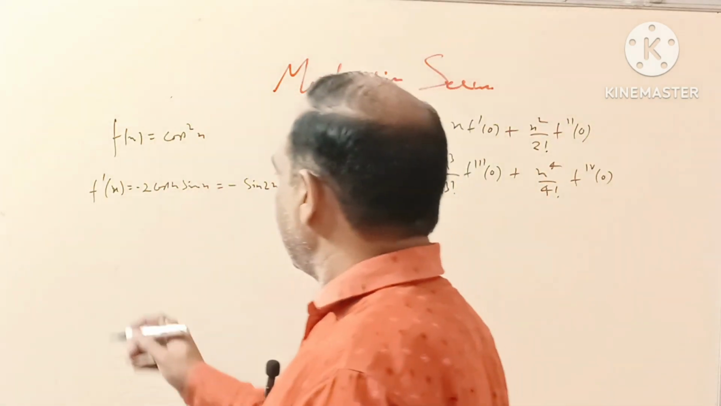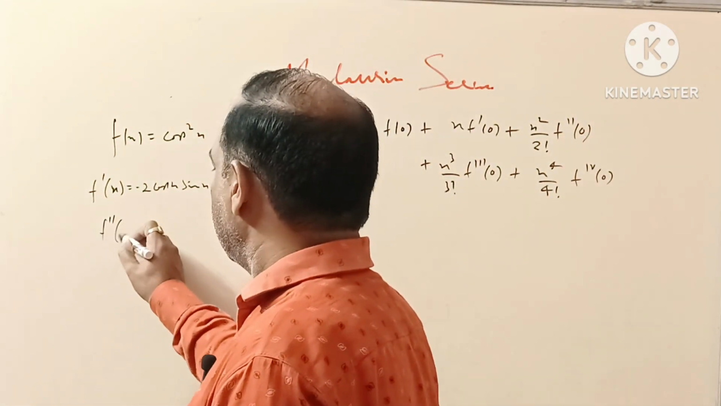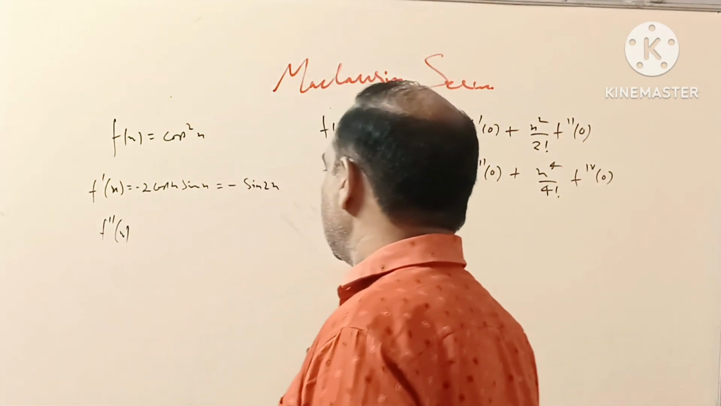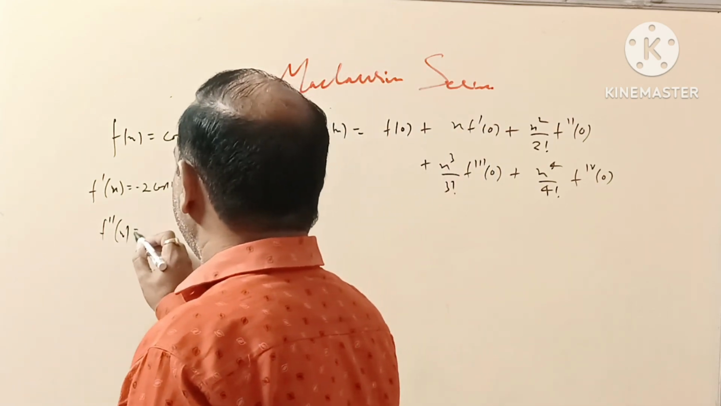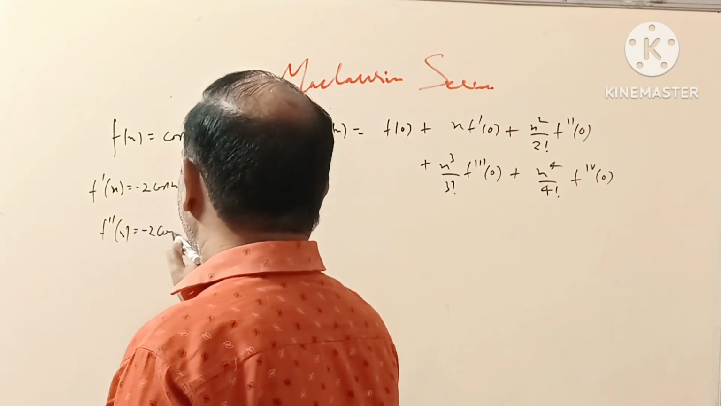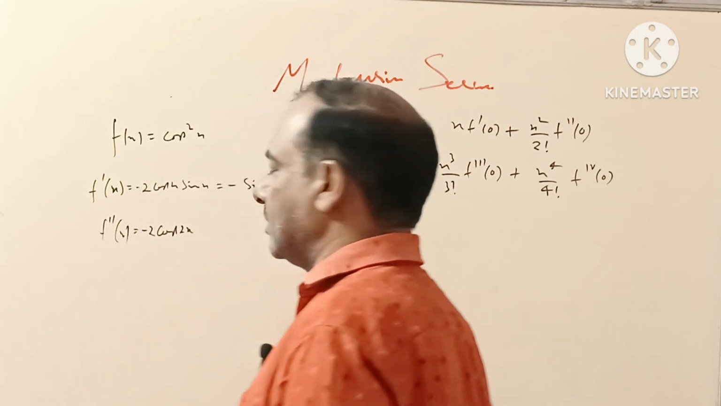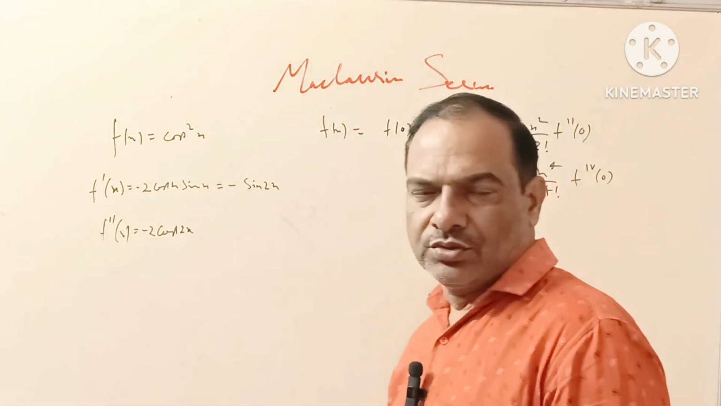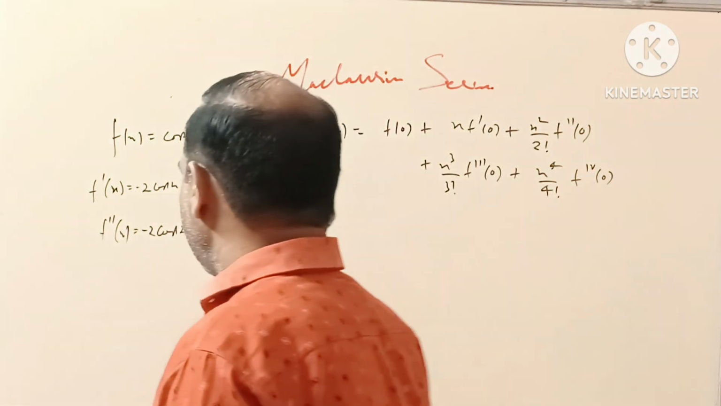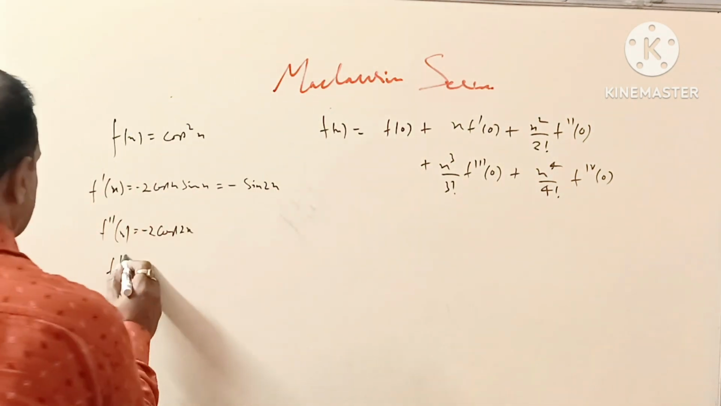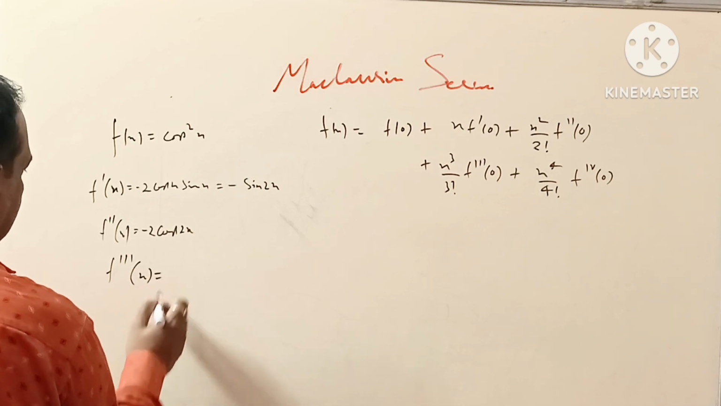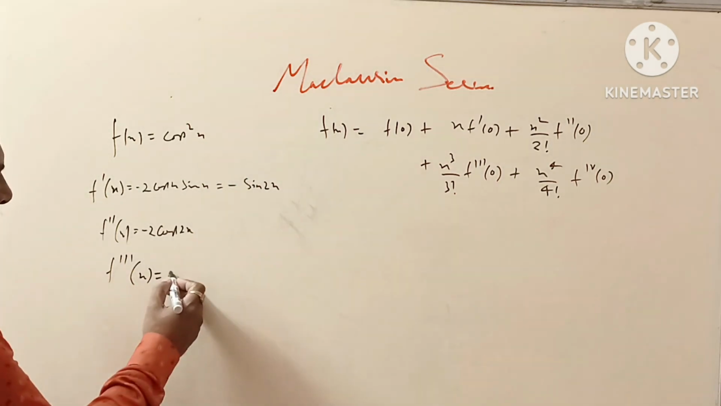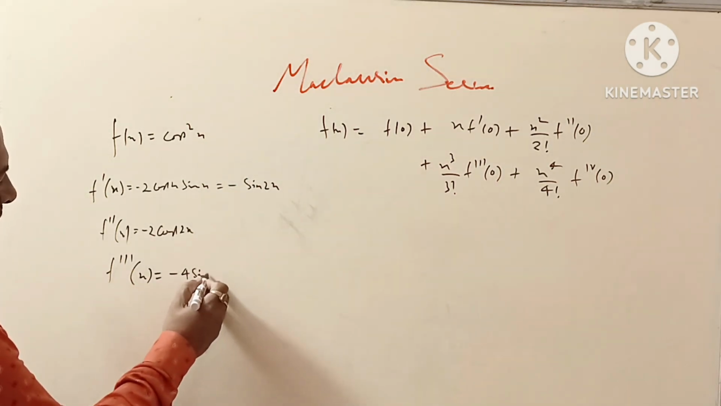Now second, you have to differentiate minus sin 2x. On differentiating it, you will have minus 2 cos 2x. This is the differentiation of minus sin 2x, which is minus 2 cos 2x. Thirdly, we differentiate it again for the third time, which will give me 4 sin 2x.